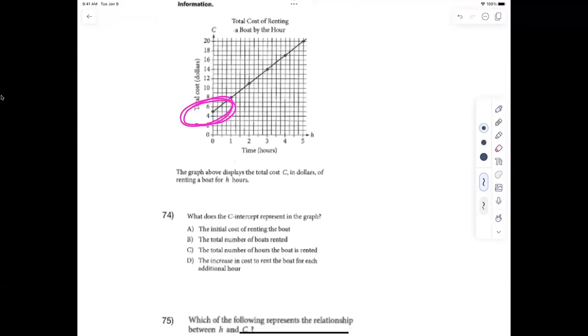The correct answer was what? A. I don't have to do much work on this. If you knew what I was saying, they're asking about the y-intercept. The y-intercept is defined as the initial cost. So make sure you highlight A.